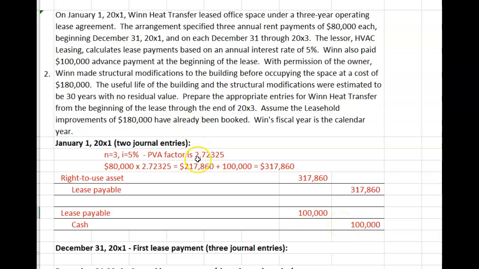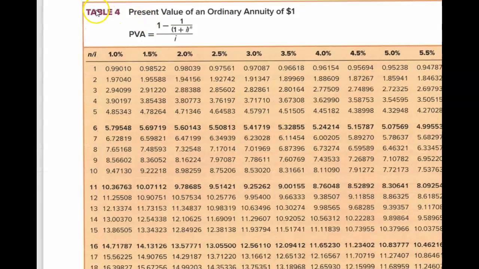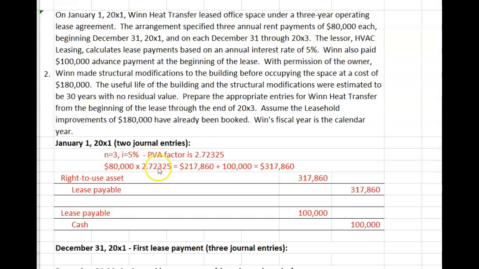Let's take a look at this factor. Present value of an ordinary annuity, where N equals 3, I equals 5. Table 4. N equals 3, I equals 5%. 2.72325. And that's where that factor came from.